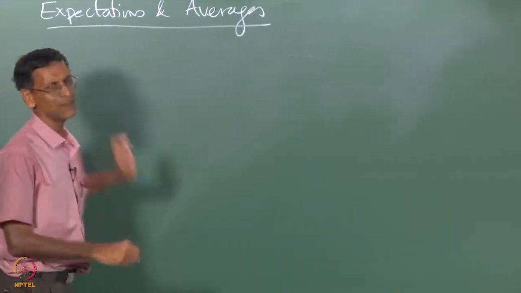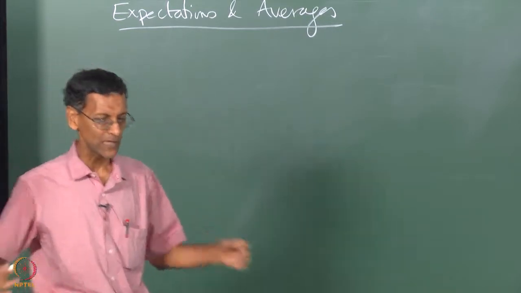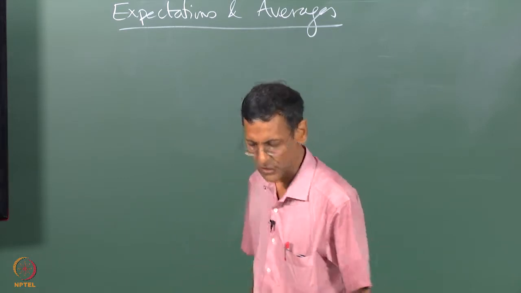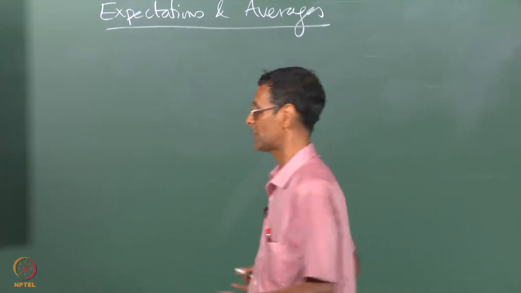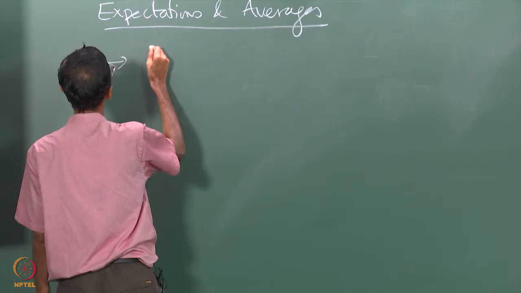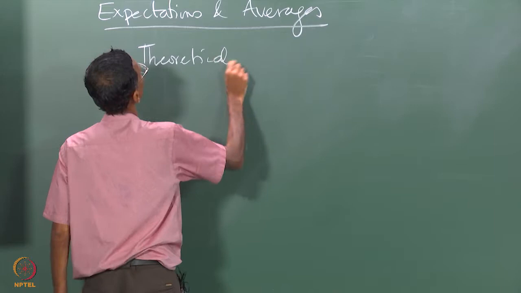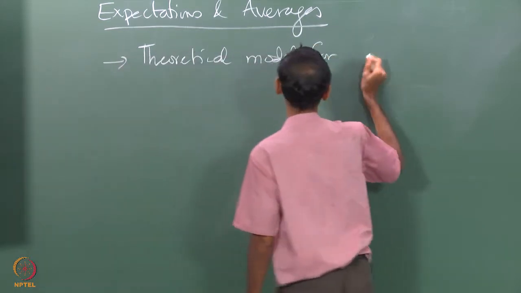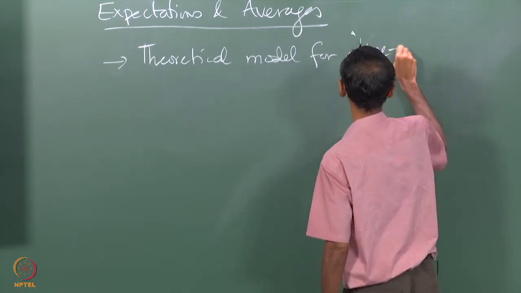So this is a very important idea which starts off looking very simple, but then quickly becomes more involved. What we are trying to do is get a theoretical model for a long term average, a long term arithmetic mean maybe, for a time average. What do I mean by time average?